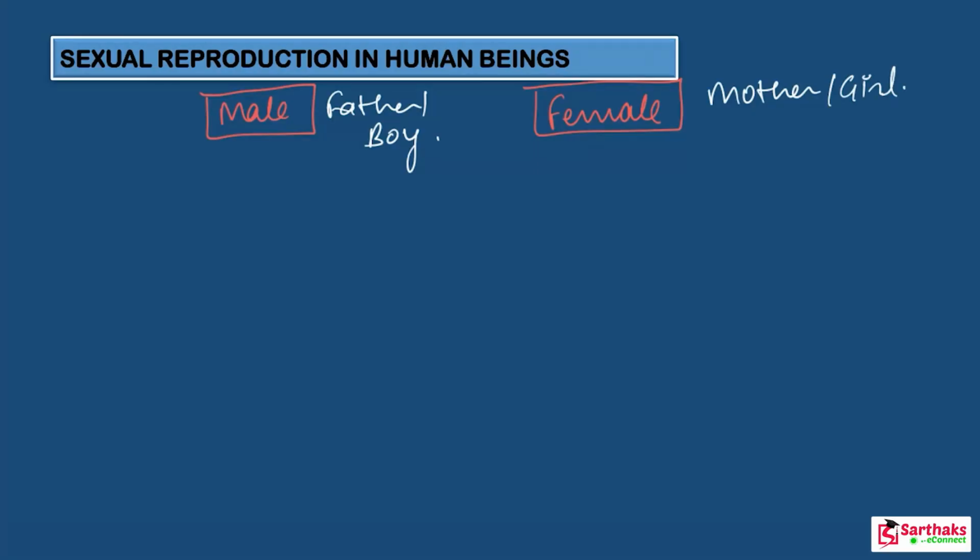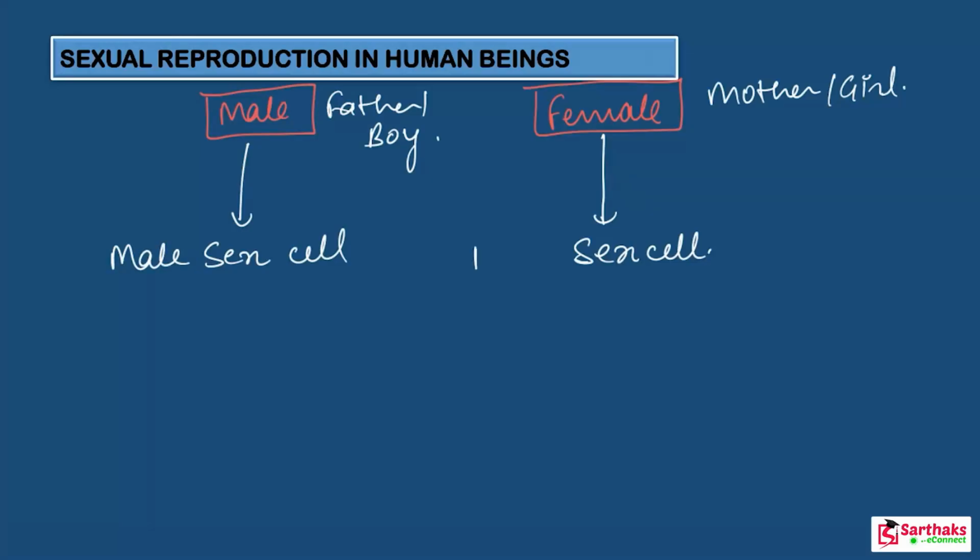Basically, these male and female have a type of sex cells. Their body contains sex cells. These are present in the body of male as well as in the female. These are very small cells. If they are present in the body of male, we call them male sex cells. If they are present in the body of female, we call them female sex cells. These sex cells are also known as gametes.